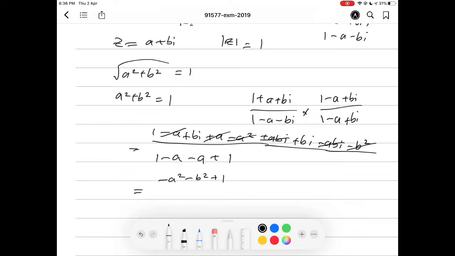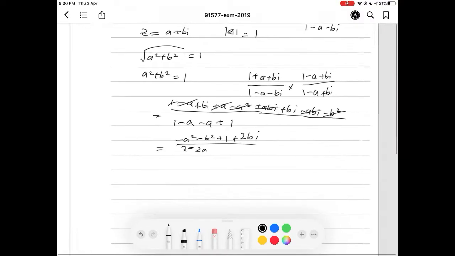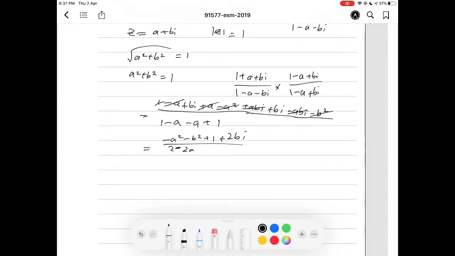So I'm just crossing out, so a minus b, we have 1, and then plus 2bi over 2 minus 2a, sorry. Alright, so that's what we have. So we have negative a squared minus b squared plus 1 plus 2bi over 2 minus 2a. So we're going to split this up into its imaginary part and real part. So we're going to say negative a squared minus b squared plus 1 over 2 minus 2a plus 2b over 2 minus 2a i.